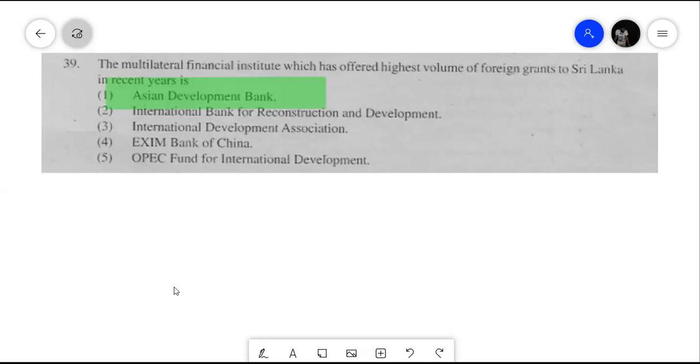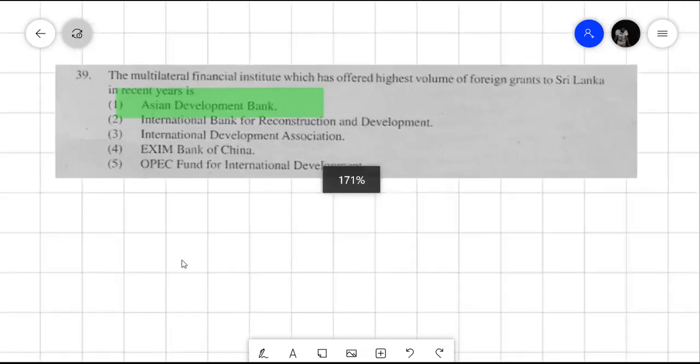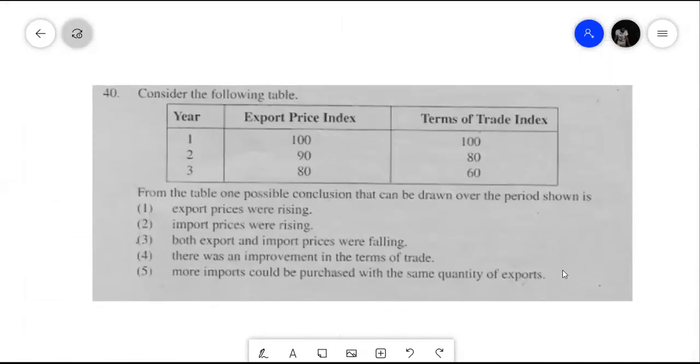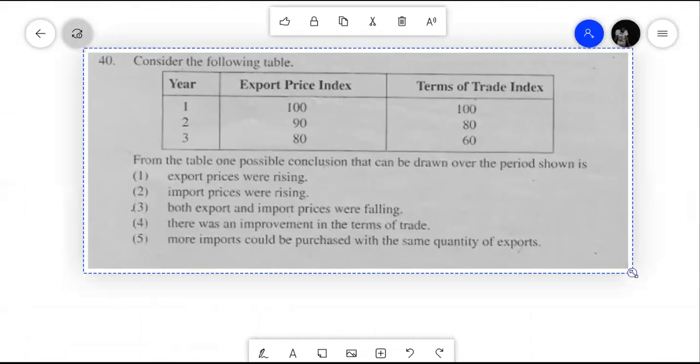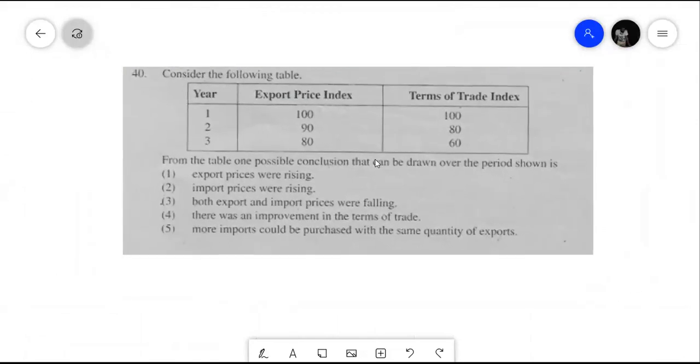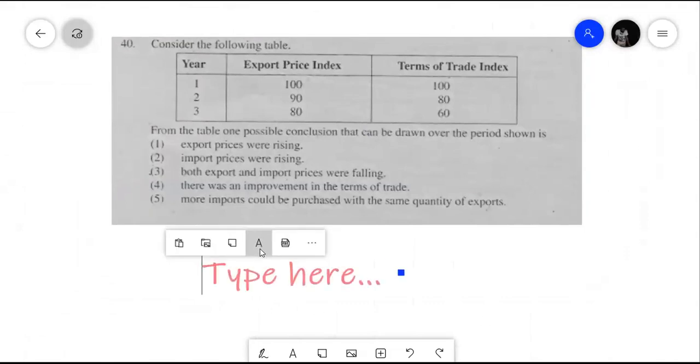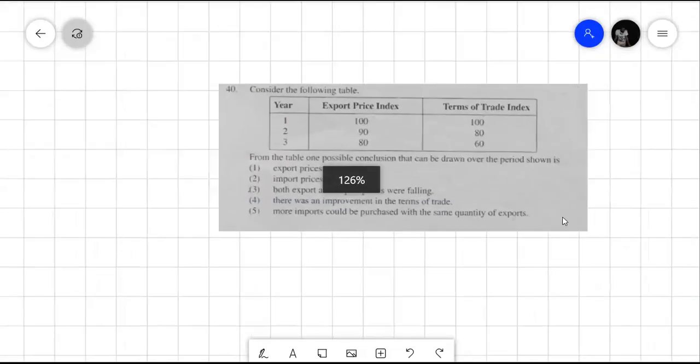But maybe in 2011, we were a little bit of a poor country just after the war, right? Then yes, we would have got grants. So I don't think this kind of question would show up in your paper. So don't worry. That's 39. Then, okay, question number 40. This is another type of question that always comes, just like that comparative advantage question: the price index question. Give me a second.